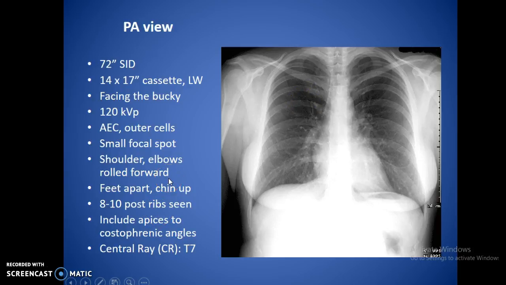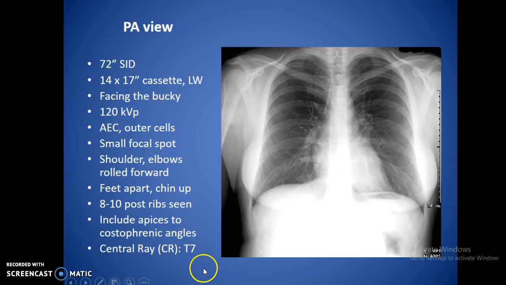Shoulders, elbows rolled forward. That's really just to bring the scapula out of the way, so you want to make sure that the scapula is pulled out of the lung field so we don't confuse that with a pneumothorax. Feet apart, chin up, 8 to 10 posterior ribs should be seen. So these right here going down this way are the posterior ribs. They're going to go towards the outside of the body all the way down. So if we count the ribs all the way down, you should see 8 to 10 of those.